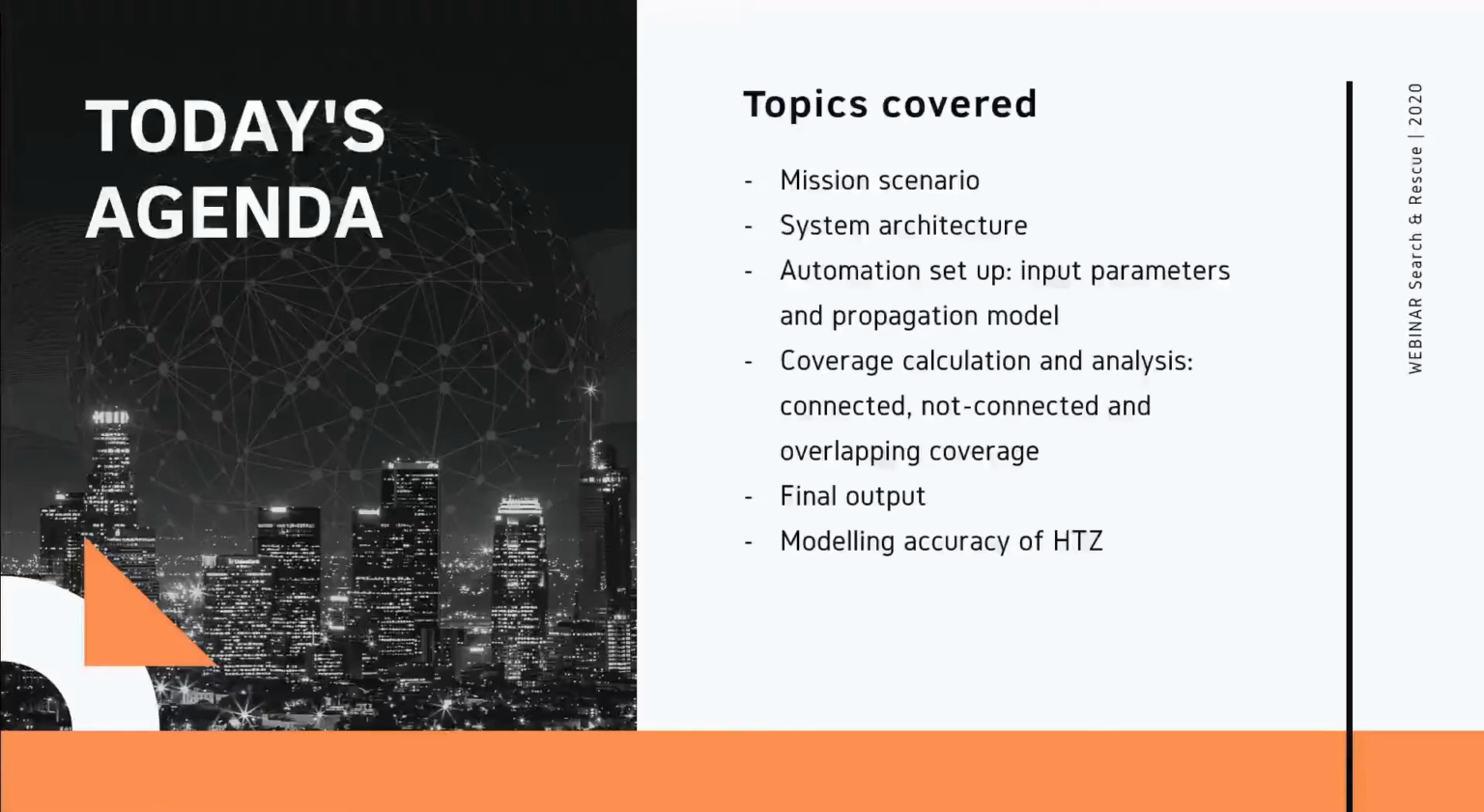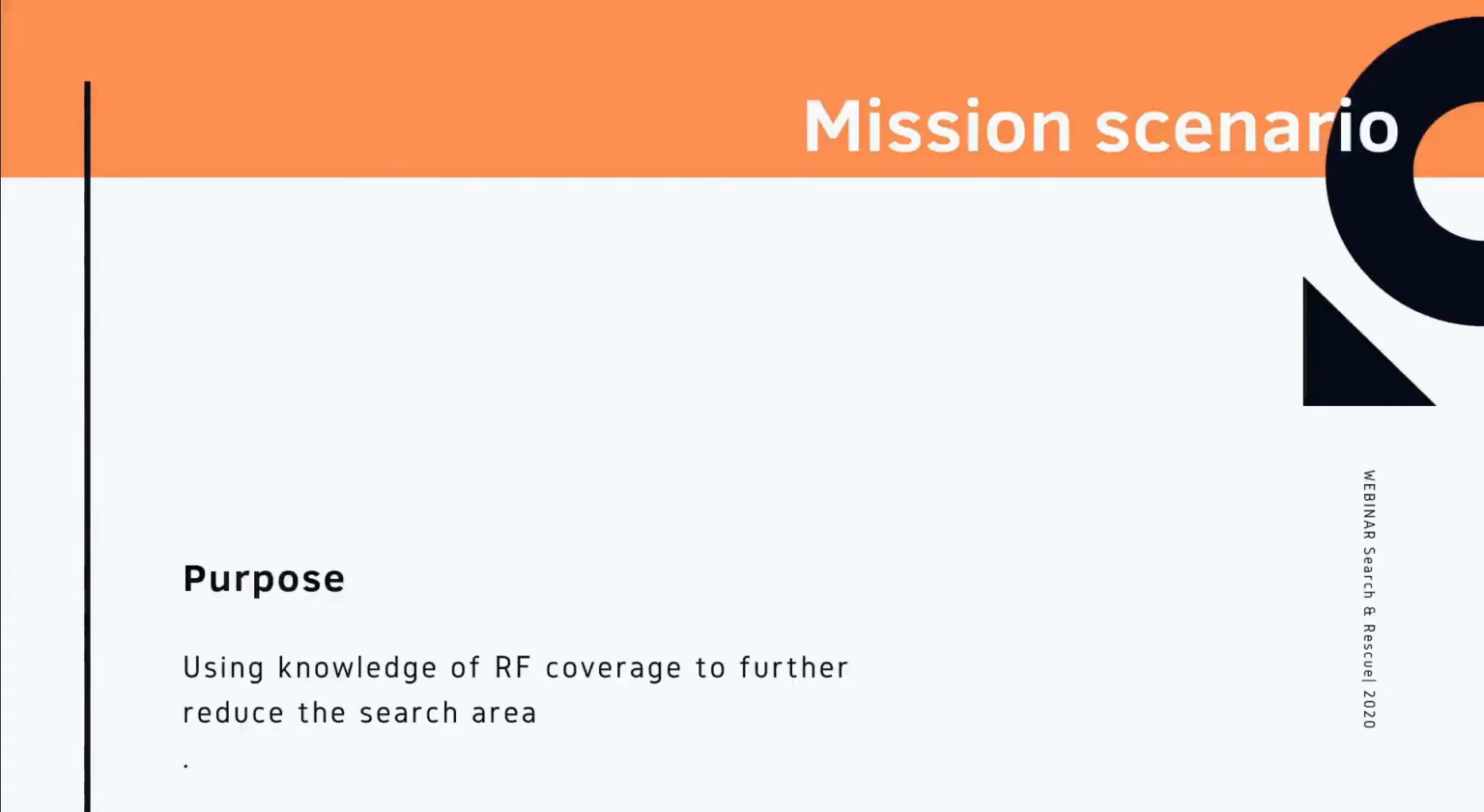And also, we're going to do coverage calculations and analysis, and touch on the accuracy of the modeling. The purpose is to use the knowledge of RF coverage to further reduce the search area. So that's the idea here. We're going to use simulation tools, digital terrain model, clutter, base station parameters, and so on to estimate the coverage more accurately, with the end goal of reducing the search area.